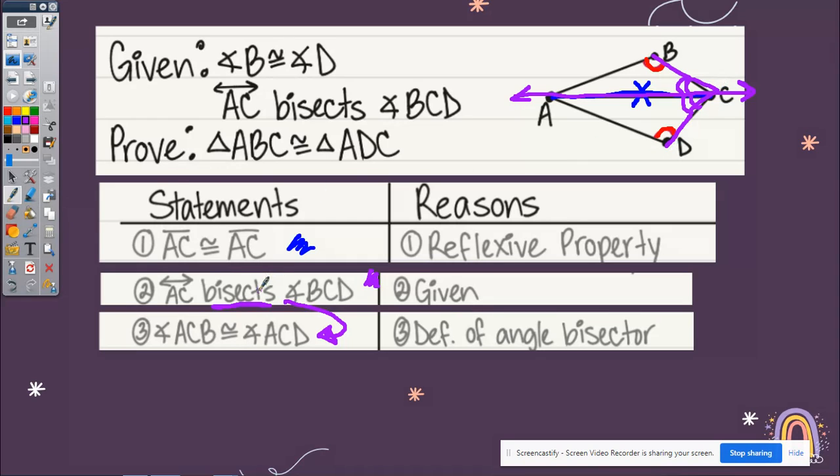Don't forget that once you have bisects, you should have two equal parts coming out of it, either a segment or an angle, depending on what was bisected. And the answer will be definition of bisector, in this case, angle bisector.